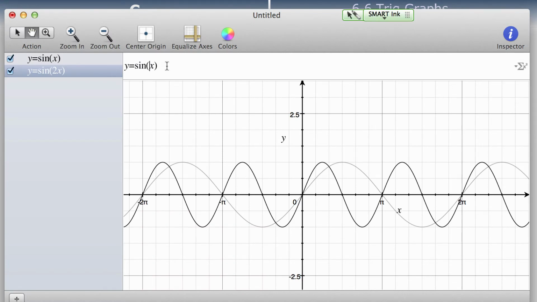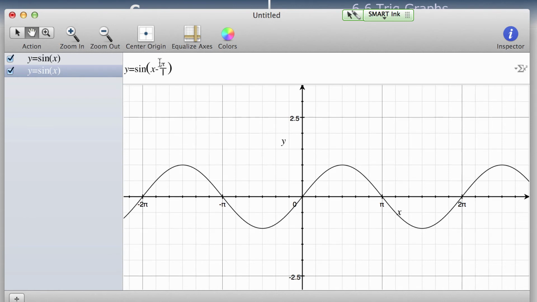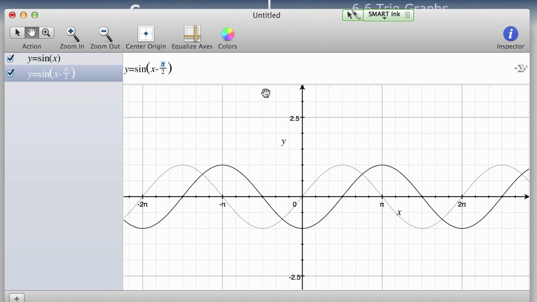Okay, so I want to lose that one. So there's just our normal graph again, but now I want to put something in right there. So let's say a minus, and let's use pi notation. So why don't we say minus pi over 2. Okay, just take a look at that. So what happened to the graph?